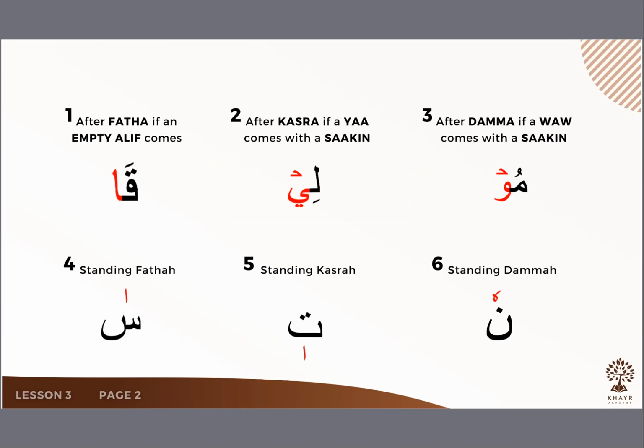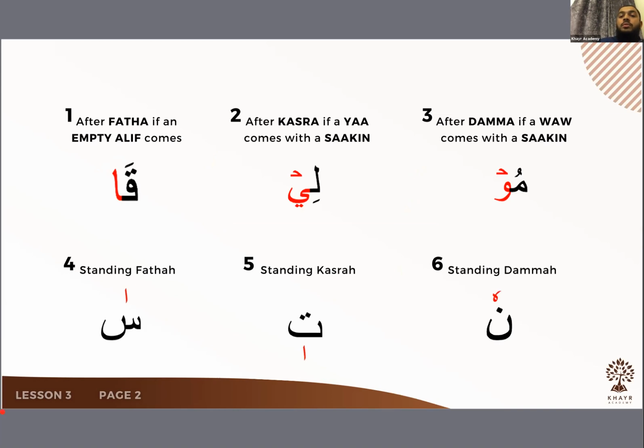Remember one thing, it has to be an empty alif. Why does it have to be an empty alif? As soon as the alif is not empty and it starts making a sound, we don't make it long anymore. So we wouldn't say qa, we say qa'a. If I put a fatha on the alif, I wouldn't say qa, I would say qa'a. The alif doesn't stay an alif anymore, it becomes a hamza. That's why I explained hamza and alif last week. So this has to be an empty alif. Okay.